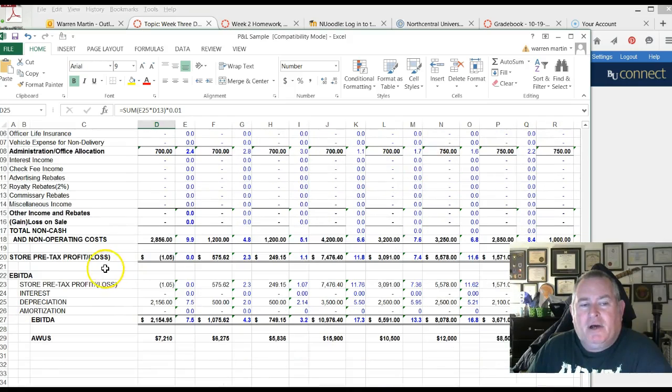So we get down here to the bottom. There are different categories like pre-tax profit. In some businesses, that's what they look at. Like this store here had $7,000 pre-tax profit. You take that, add any depreciation, and that gives you what they call EBITDA. This is that term, EBITDA. Some people say it differently, but it's earnings before interest, tax, depreciation, amortization.